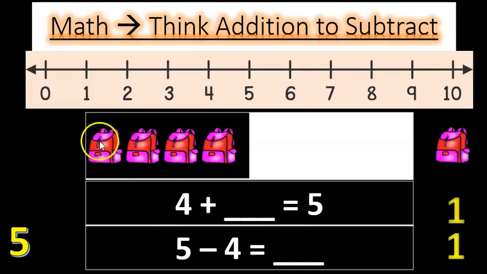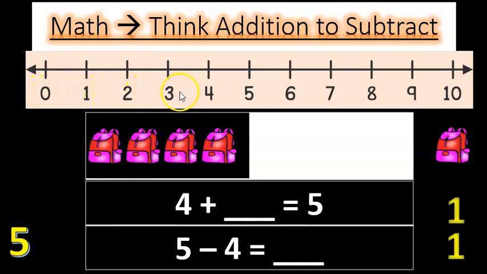4. And look, there are 4 backpacks already in this rectangle. These 4 backpacks represent that number 4. We do not know how many backpacks we need to put in here because we need to use this number line to help us. Now, we look here at this first number, which is what? 4.